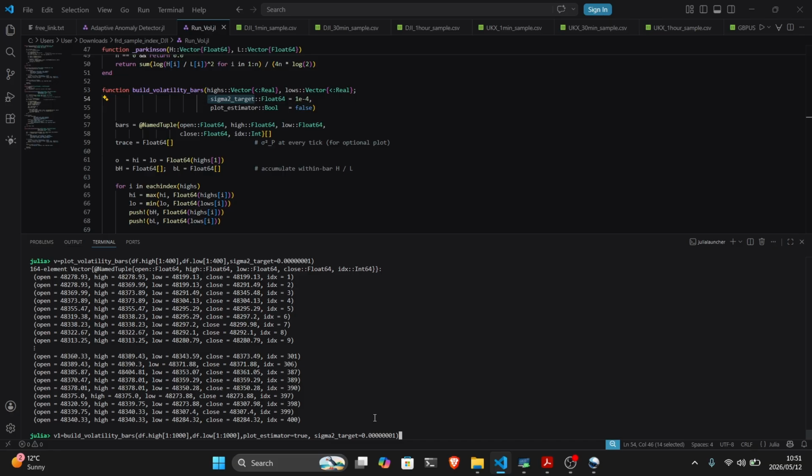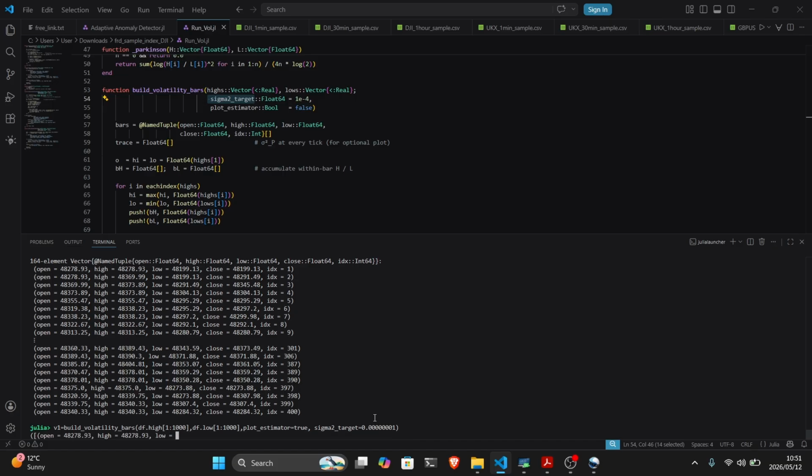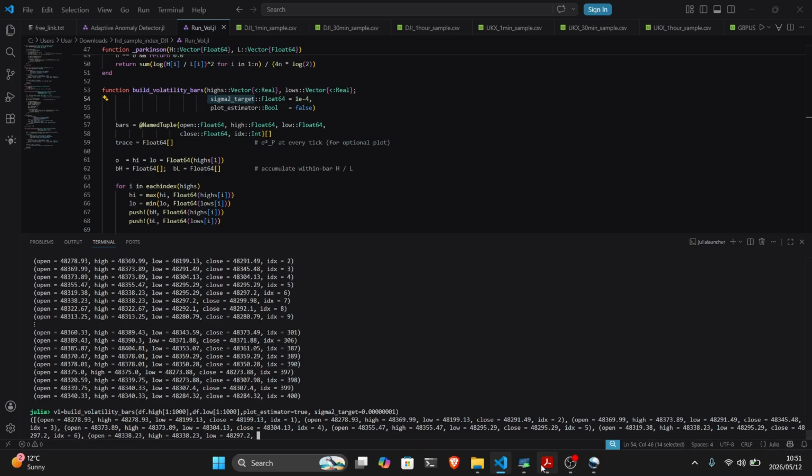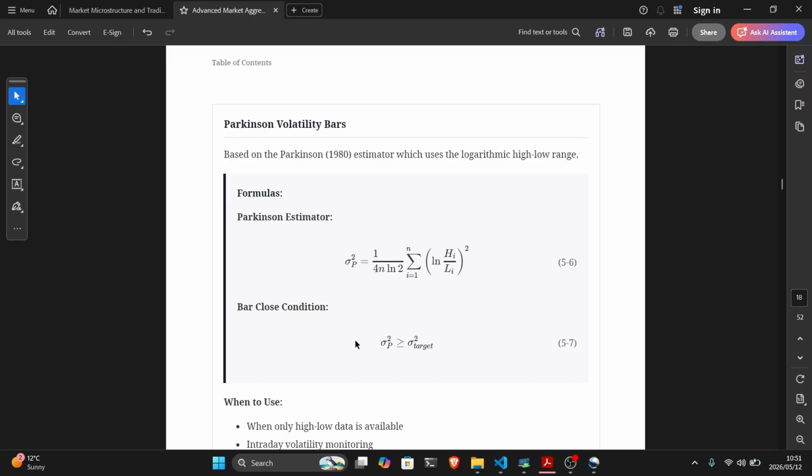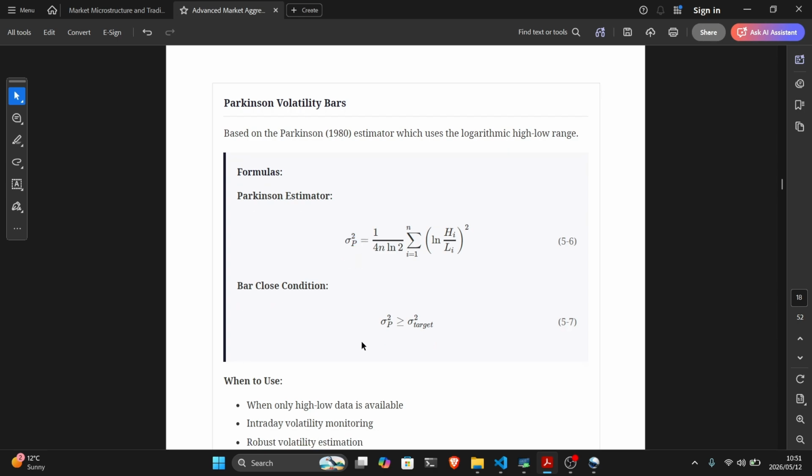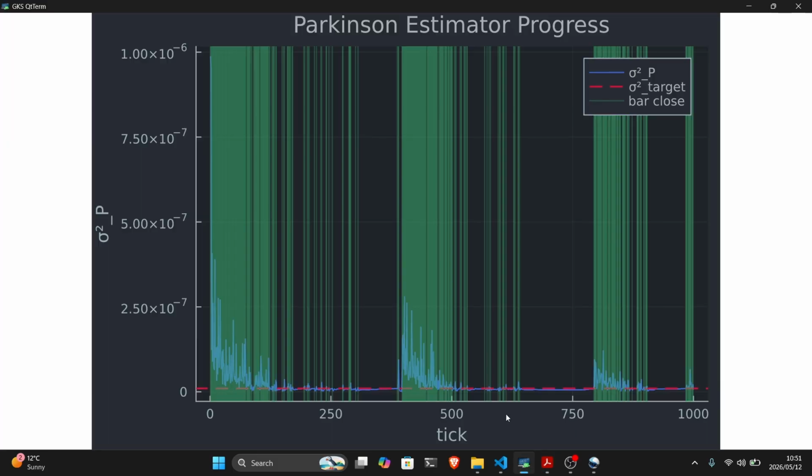Now we're going to push this to 1,000 entries, and I'm going to make the estimator visible, because when you go back and look at the formal reference, the Parkinson estimator sigma sub p squared can also be analyzed while watching the closes. So here it is. The green vertical lines represent a bar close, the blue line represents sigma squared sub p, and the red line represents sigma squared sub target.